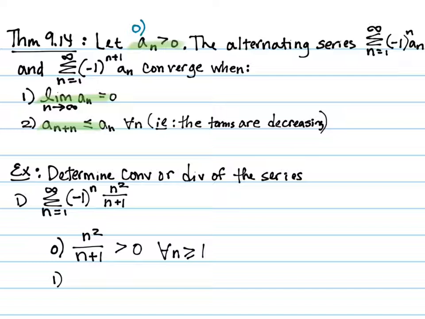The next issue has to do with the limit. So we're going to take the limit as n goes to infinity. And again, we're ignoring the part with the negative 1 to the n. It's just the other part that we're talking about, n squared over n plus 1. So how do we confirm that this goes to 0? What's our next step?